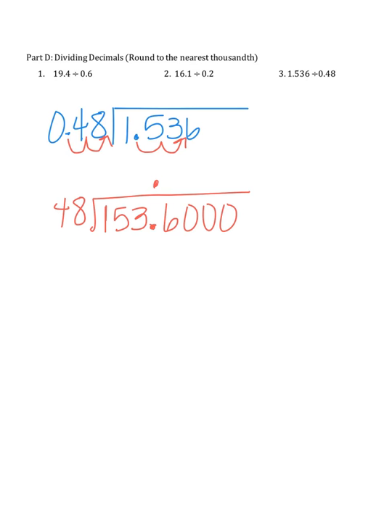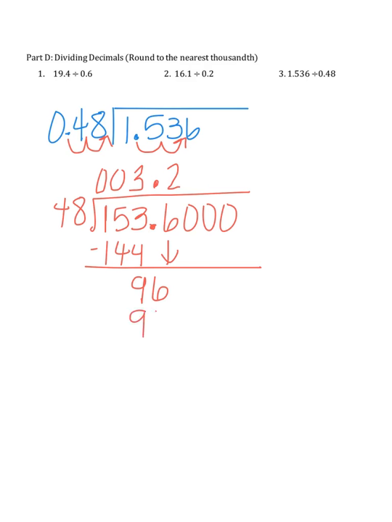So 48 goes into 1 0 times. 48 also goes into 15 0 times. 48 goes into 153 3 times. 48 times 3 is 144. We subtract, we get 9. We bring down our 6. 48 goes into 96 evenly 2 times. When we subtract again, we see that we would have zeros in every place after.